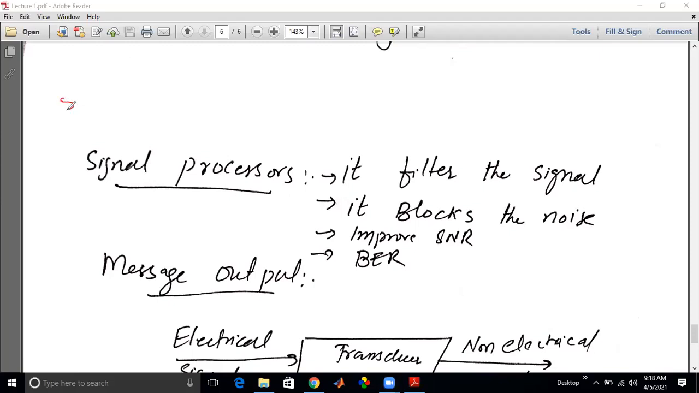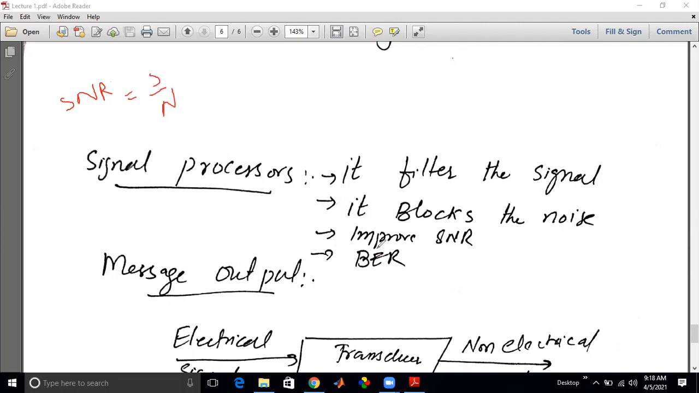SNR means signal power to noise power. When the signal power is larger than the noise, it means greater SNR. And when the power of the noise is smaller as compared to the signal power, it means a large SNR.